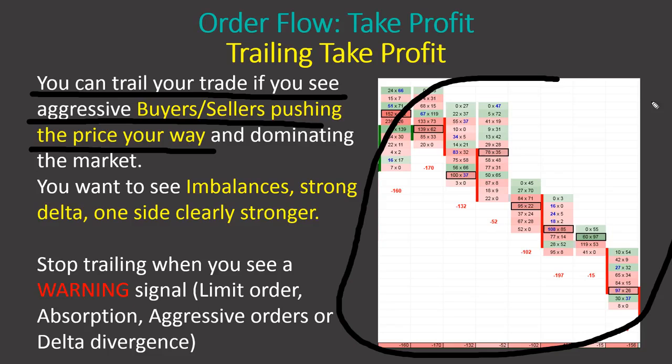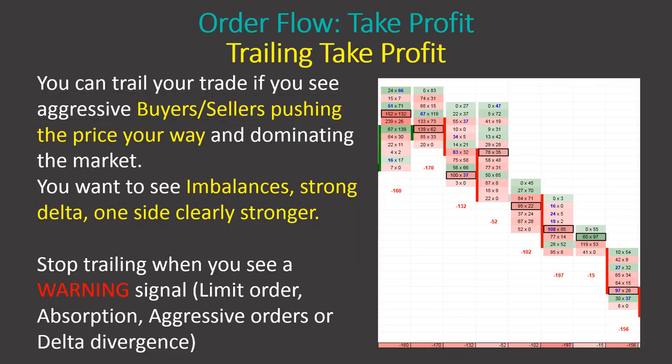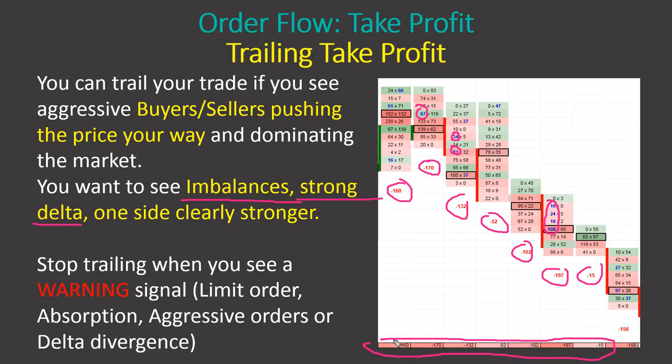So if you look at this example, then you can see that clearly sellers are way stronger in here. They are way more aggressive. You can tell it by imbalances, selling imbalances all over the place, especially in here. And you can also see it on strong delta. You can see that all those footprints have negative deltas. You can see that also in here.